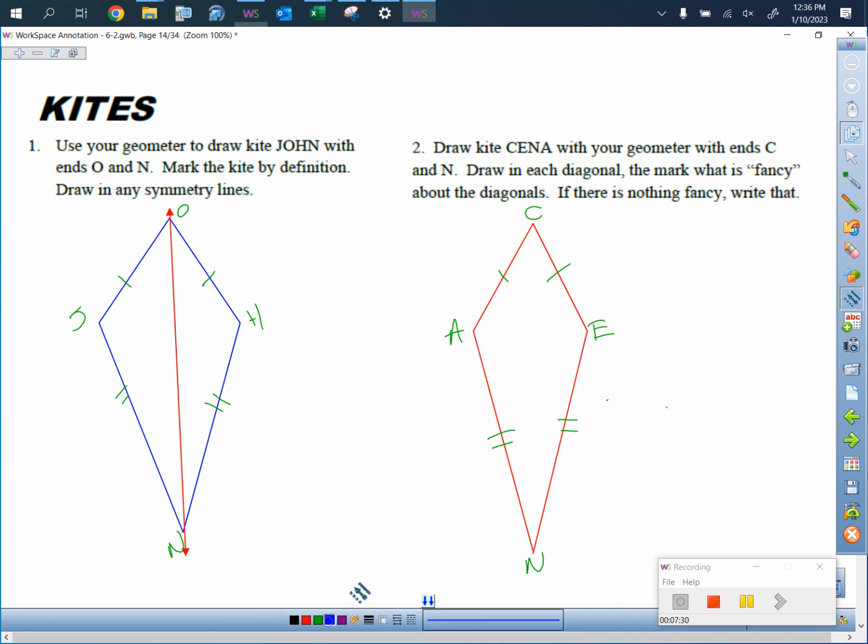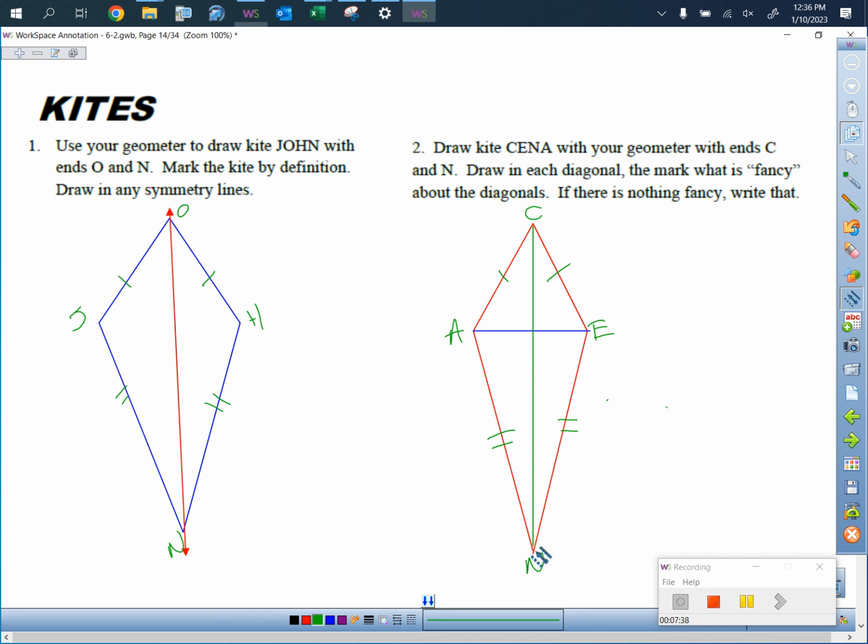Well, it's still very new to us, right? So I'm going to draw in both diagonals in a different color than red, a green one and a blue one here. According to your hierarchy, where we have diagonals as a blank, what was fancy about them, if anything?